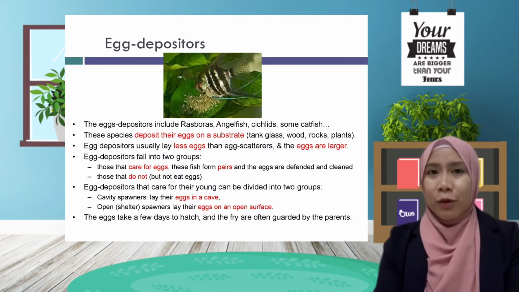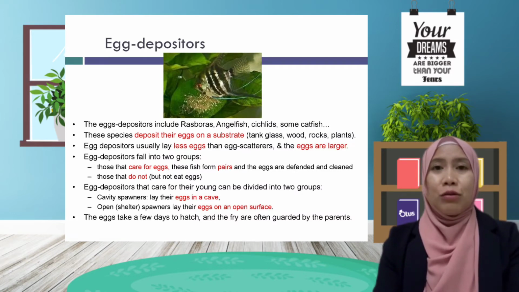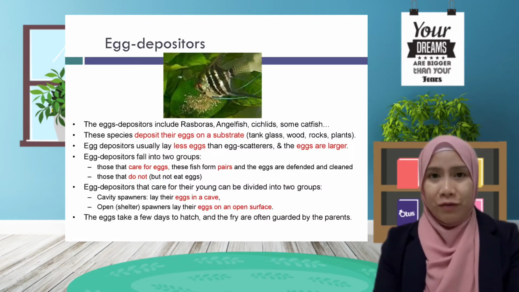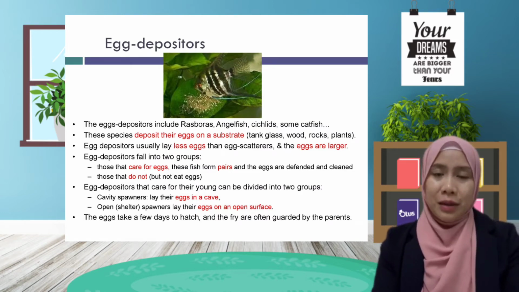First, those that care for eggs. These fish form pairs and the eggs are defended and cleaned. Second, those that do not care for the eggs. Egg depositors that care for their young can be divided into 2 groups. First, cavity spawners that lay their eggs in a cave. Second, open spawners that lay their eggs on an open surface. The eggs take a few days to hatch, and the fry are often gathered by the parents.